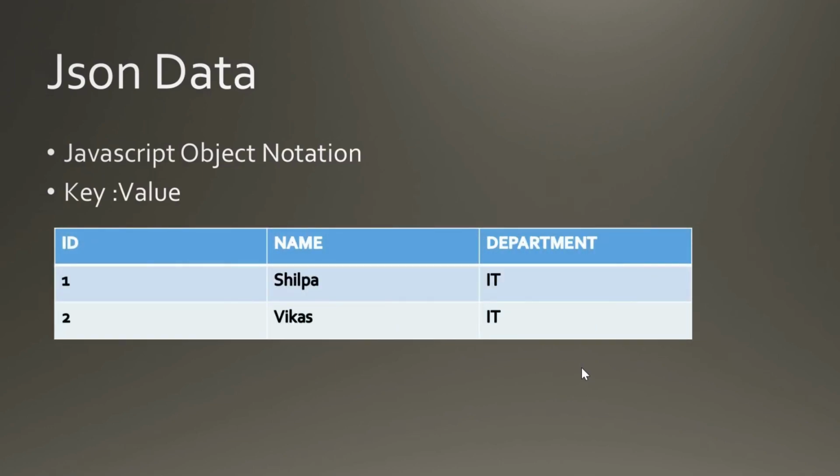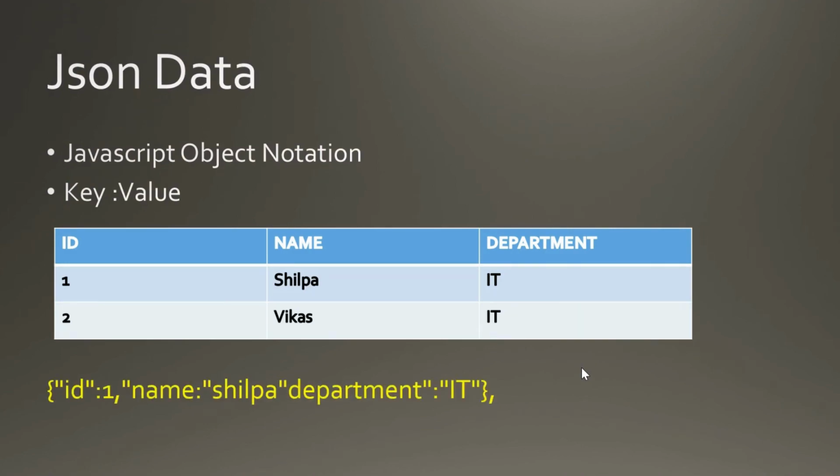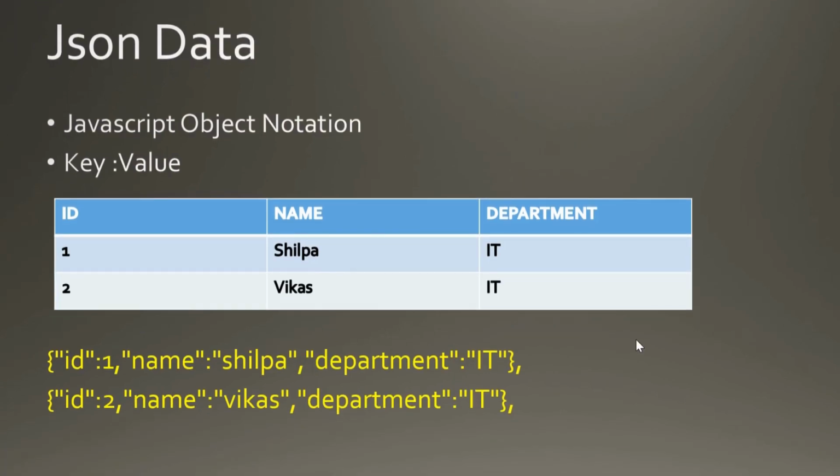Now let's say you have a table like this with ID, name and department. How exactly will the JSON look for this particular table? It will have the ID, let's say 1 and 2, then the name, and then the department also. So two JSON records will be displayed here with ID, name and department. As you have seen, every JSON record is inside curly braces.